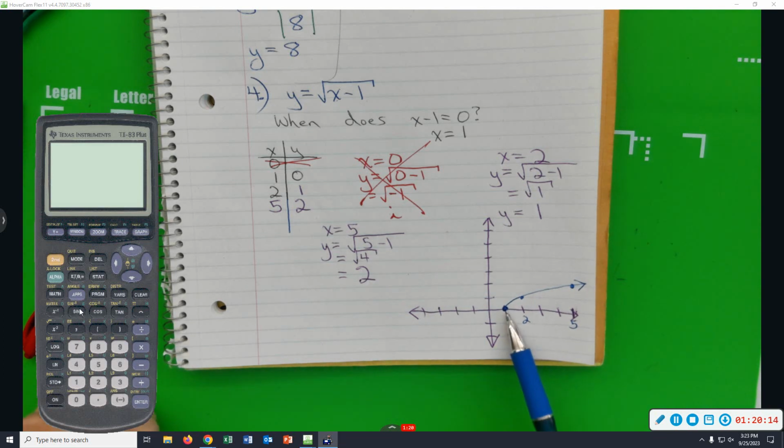Notice there's a starting point, but no stopping point. And there's no portion of the graph over here to the left of 1. Any questions there? None of it below the x-axis.